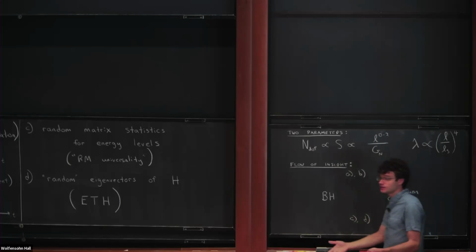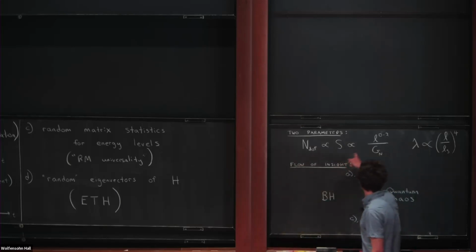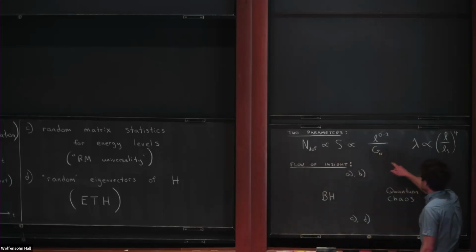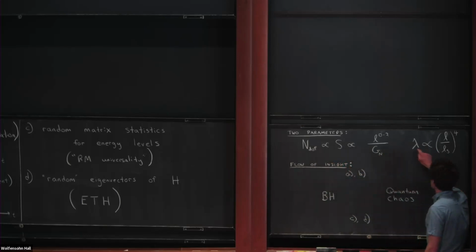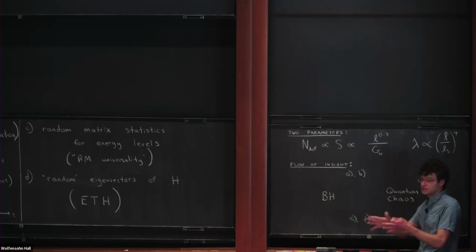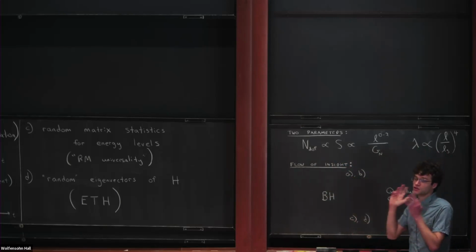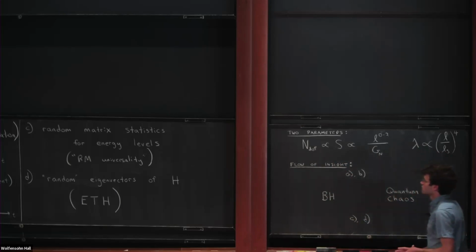So the easy to describe black hole is the case where G Newton is small, and that means the number of degrees of freedom is large, and L string is small. That means the coupling is large. So it's precisely pointing us towards this many-body, strongly interacting regime. Okay.